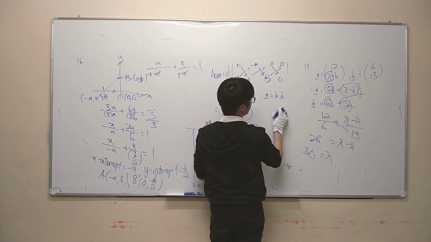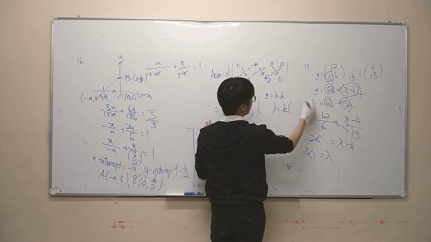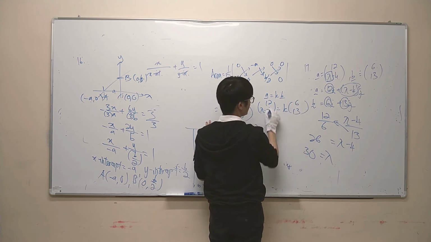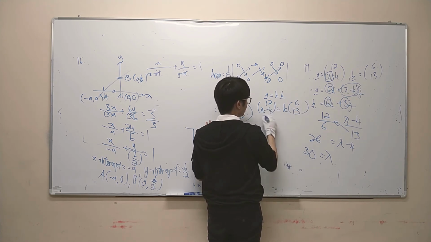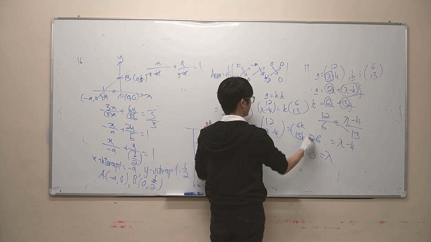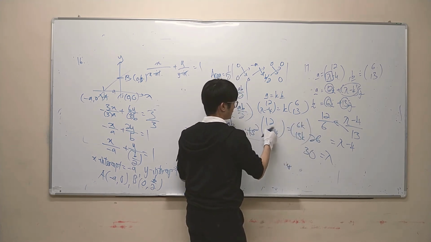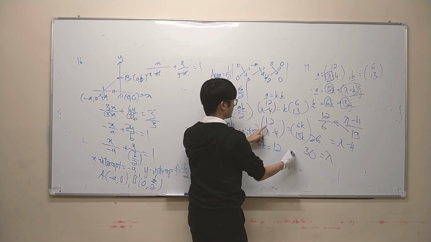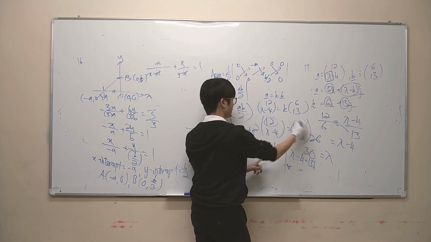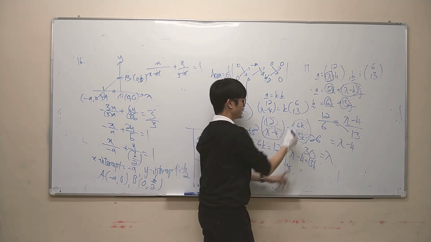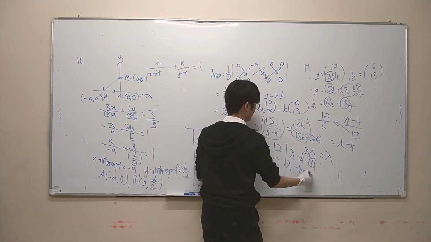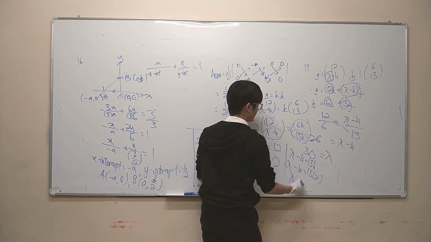A equals kB, and then k, and then substitute: 12, lambda minus 4, B is 6, 13. So 12 and lambda minus 4 equal 6k and 13k, top equals top, bottom equals bottom. Okay, 12 equals 6k, lambda minus 4 equals 13k, and then k equals 2, and then lambda minus 4 equals 13 times 2, and then lambda equals 30.